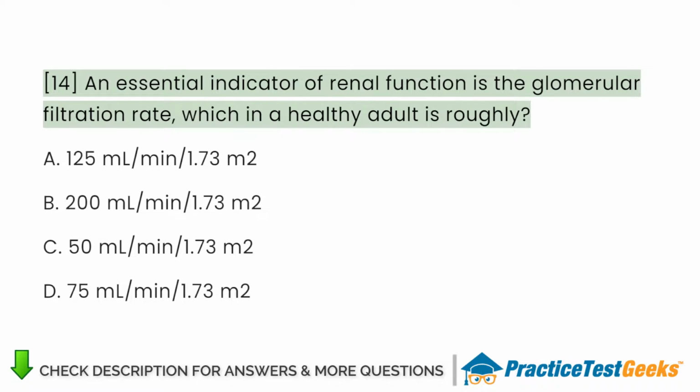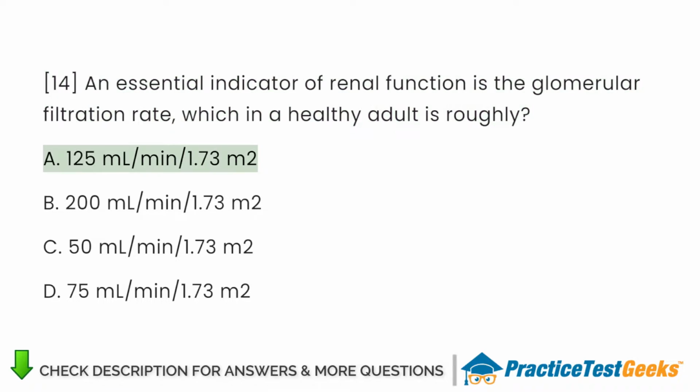An essential indicator of renal function is the glomerular filtration rate, which in a healthy adult is roughly A. 125 milliliters/min/1.73 square meters. B. 200 milliliters/min/1.73 square meters. C. 50 milliliters/min/1.73 square meters. D. 75 milliliters/min/1.73 square meters.